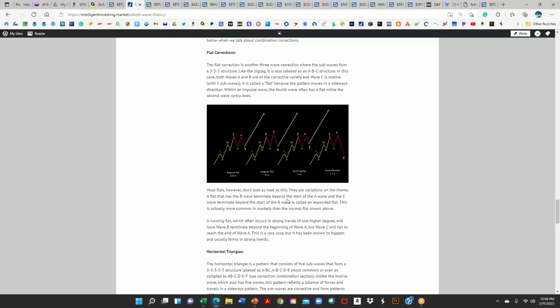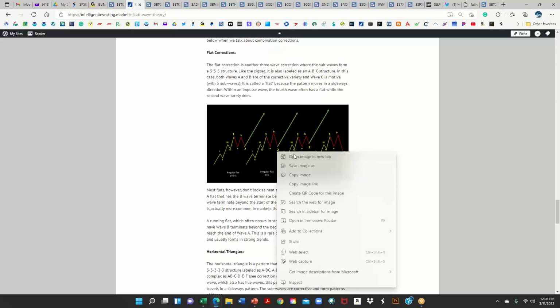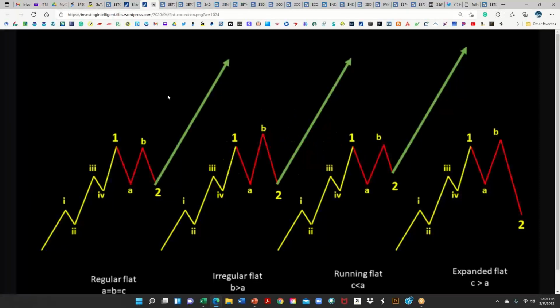Fourth waves are really often triangles and flats, but they differ in pattern. Flats always have 3 waves down for wave A, 3 waves back up for wave B, because B waves are always 3 waves, nothing else, always 3 waves. And then 5 waves down for wave C.